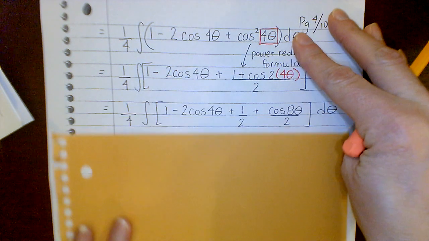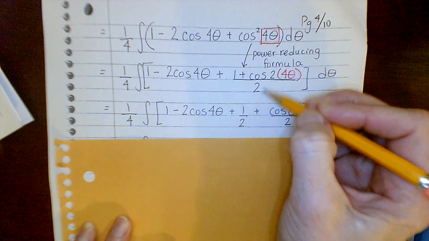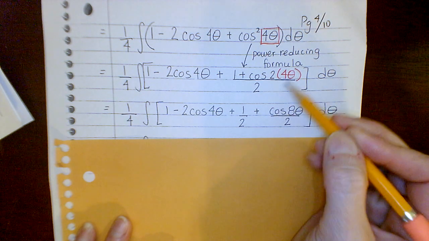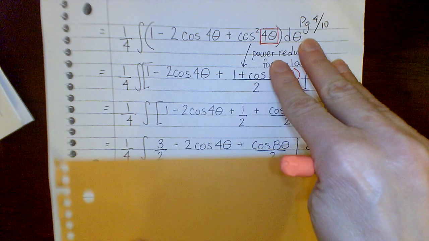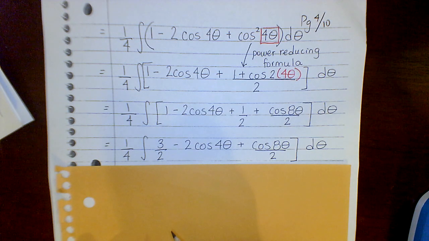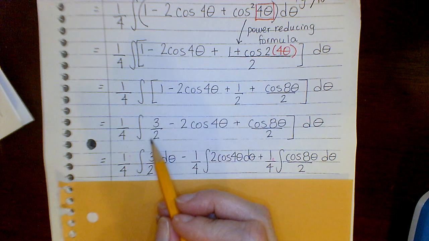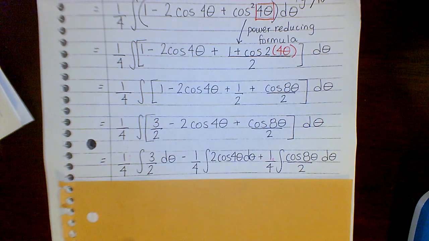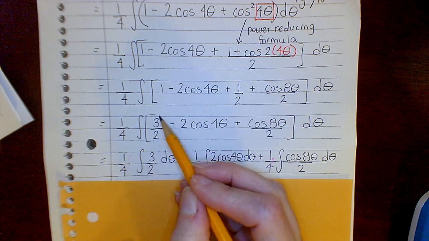Alright, let's clean it up. So this stuff right here is going to be 1/2 and then cosine 8 theta over 2. I'm just going to go ahead and add those constants. 1 plus 1/2 is 3/2. Alright, so now I've got 3 separate integrals going on here. I've got this 1/4 times all of these, so it's 1/4, and we've got the integral of 3/2.